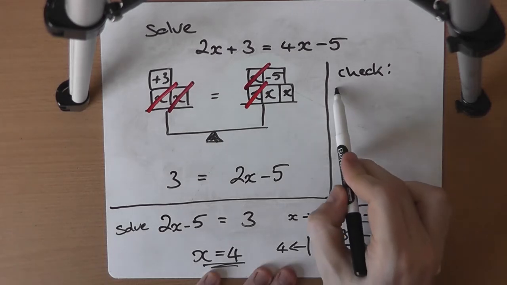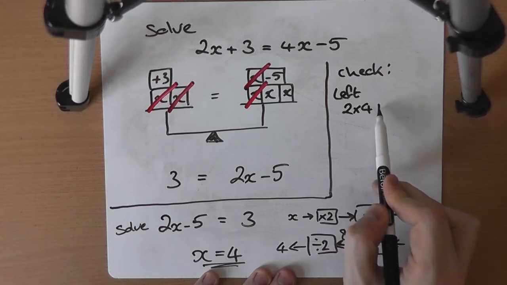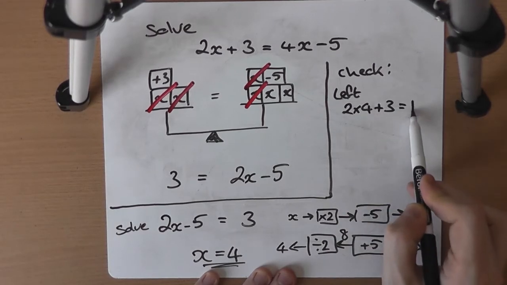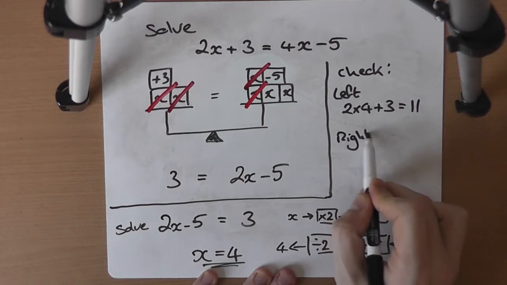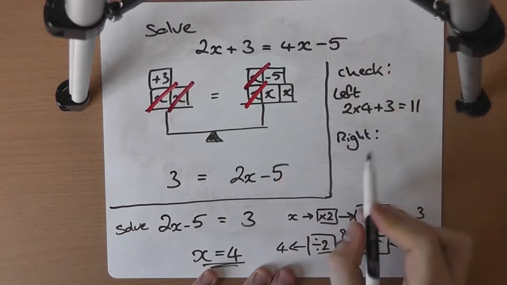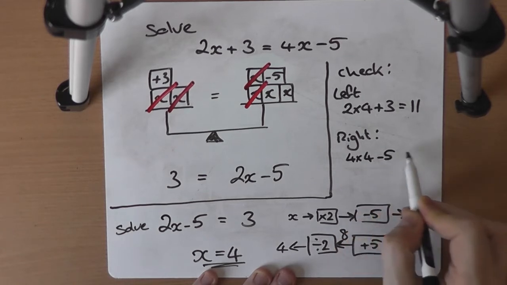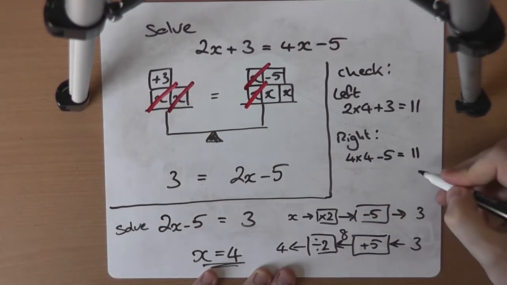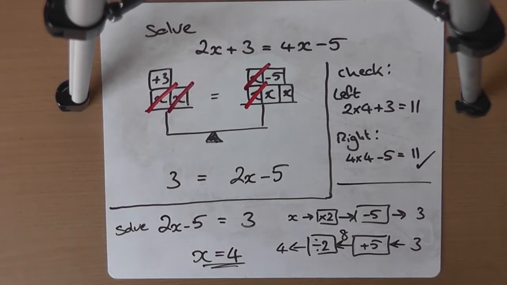So let's do the left hand side first then. On the left, 2 times 4 plus the 3, 2 times 4 is 8 plus 3 is 11. And on the right, we would get 4 times 4 is 16, and then take away the 5, 16 take 5 is 11. We get the same thing on both sides, and we do indeed have an answer in x equals 4.